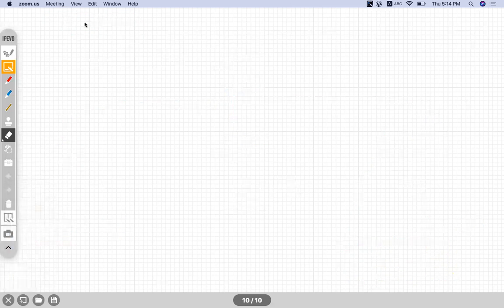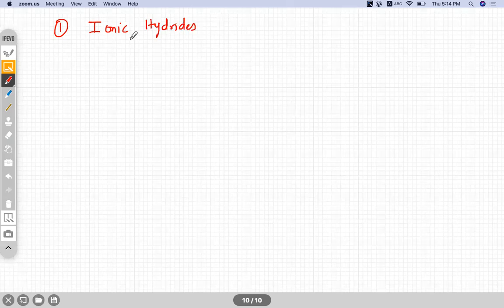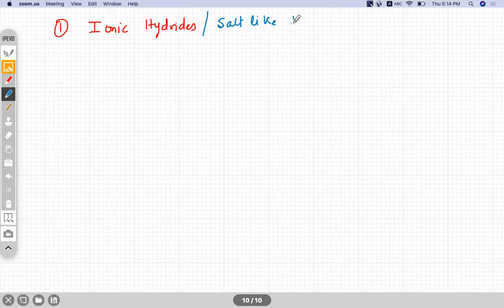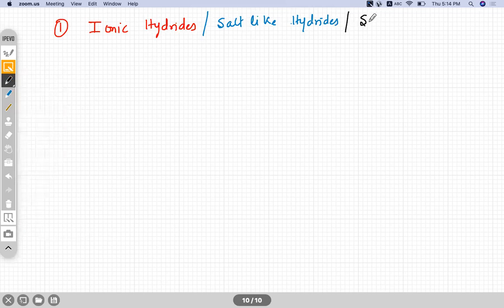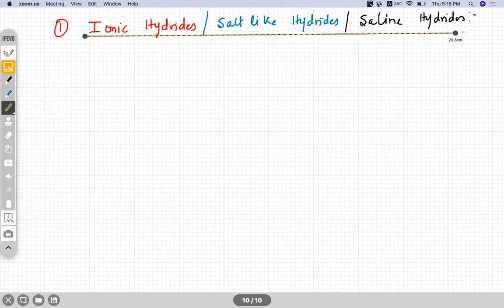So first type of hydrides, write down, that is ionic hydrides. Ionic hydrides, we also call it salt-like hydrides. Or we also call it saline hydrides. Okay, so these are three different names, all are the same.